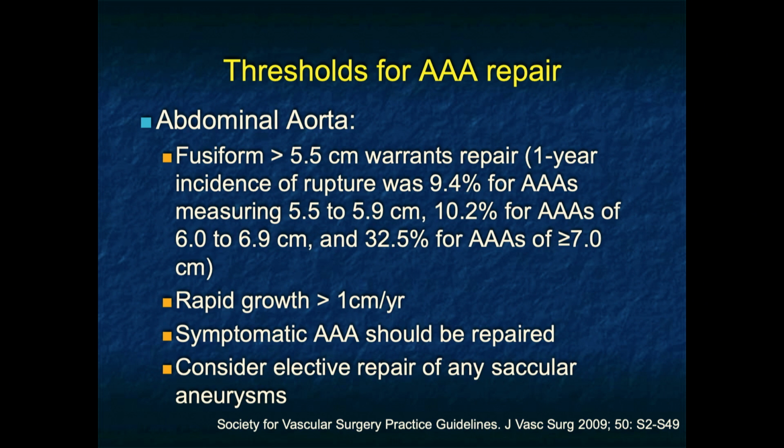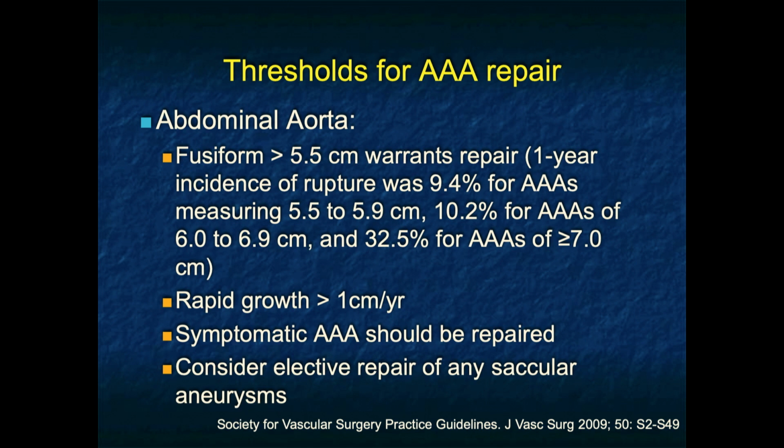Now, if you look for some of the rules, they are changing, I think, surely in terms of the presence of endovascular stents and the success of endovascular stent placement. It is changing some of the basic criteria about when patients should be intervened on. But here's a typical thing: a fusiform aneurysm over 5.5 centimeters warrants repair. And this is based on the risk factors. A 1-year incidence of rupture is about 9.4% for aneurysms over 5.5 to 5.9, 10% over 6, and 32% for over 7.